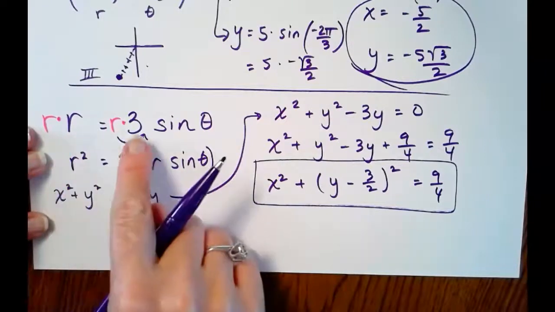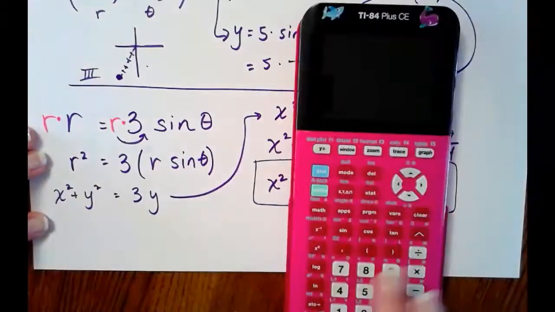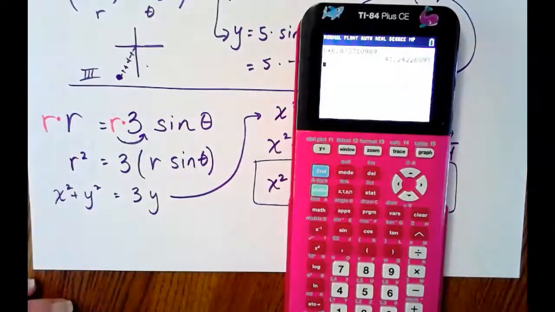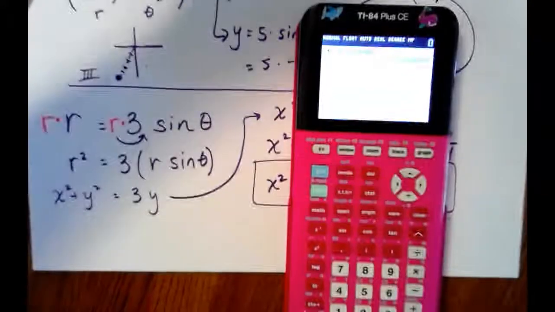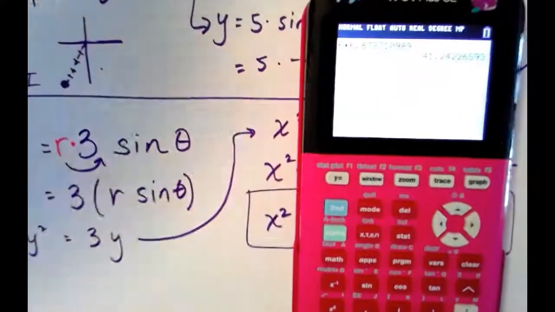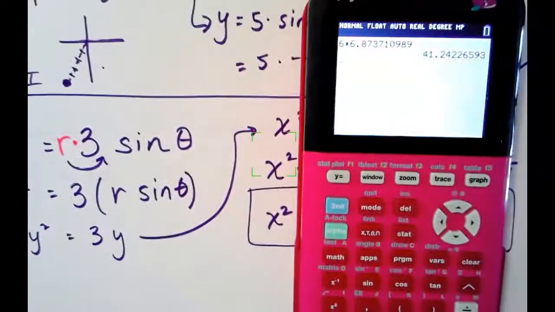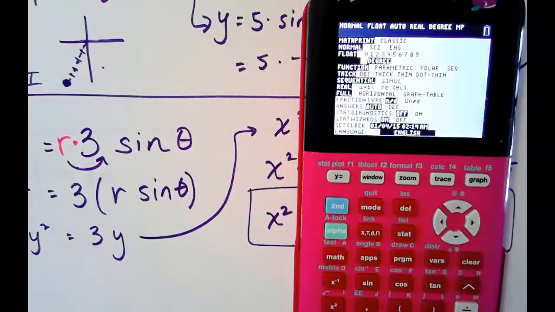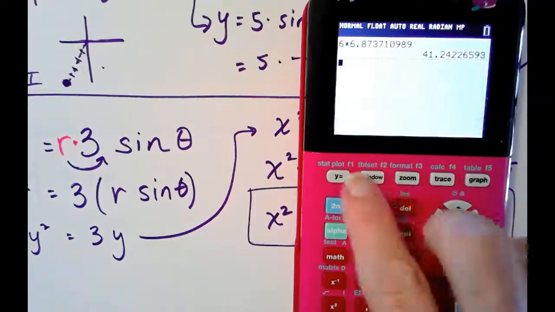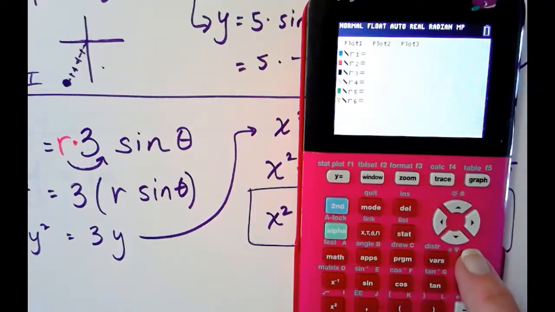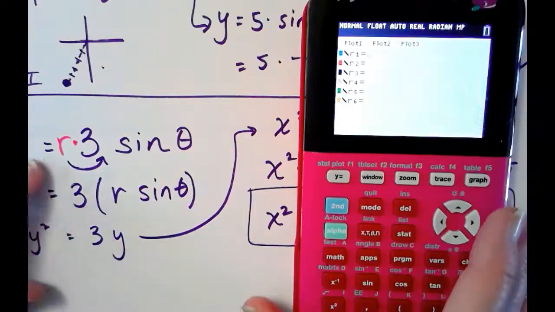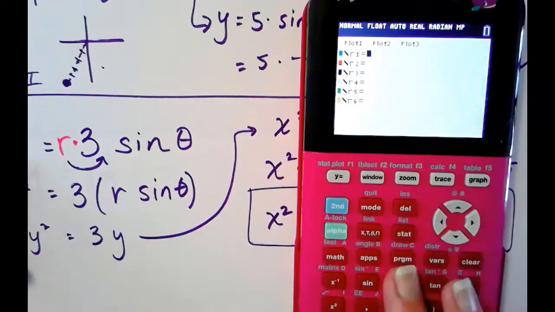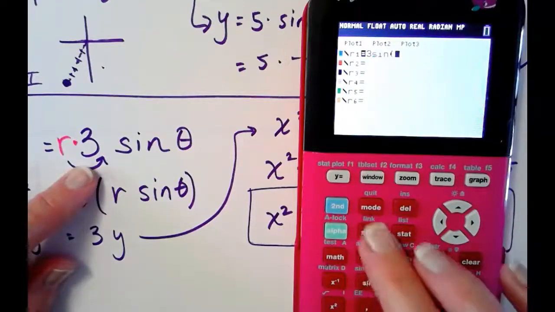So r equals 3 sine theta. If we look at the graph, and remember, if we want to graph on the polar plane, we have to be in polar mode, and also we have to be in radian mode. So we're going to change to radian, and we're also going to change to polar. So now I'm able to graph, so let's go to the polar graph. So r equals 3 sine theta.